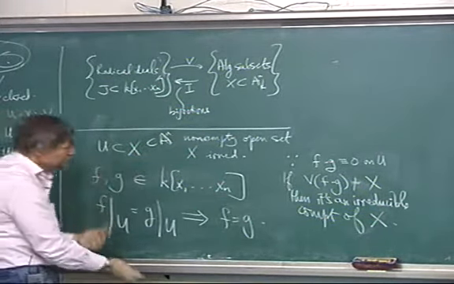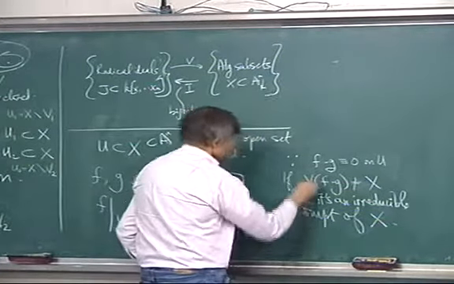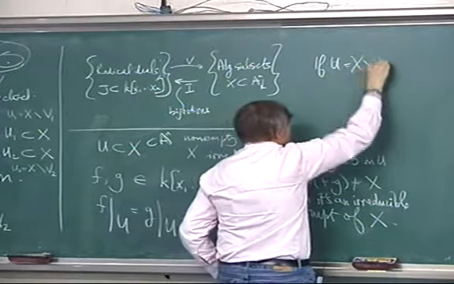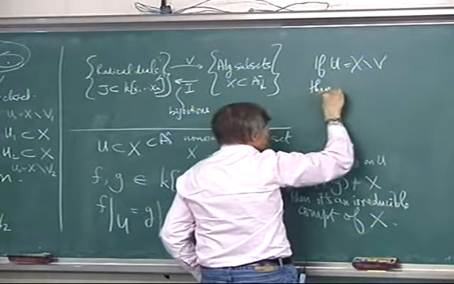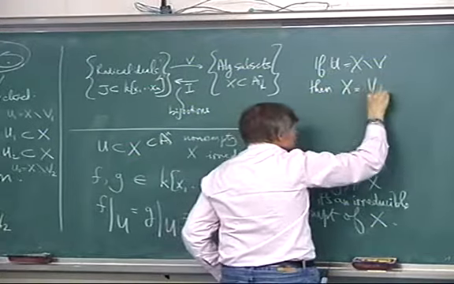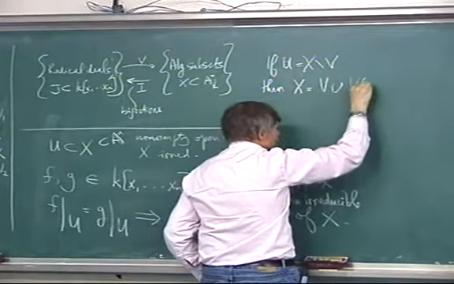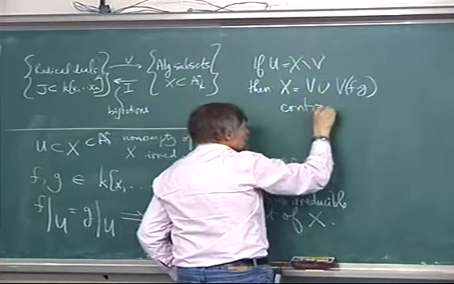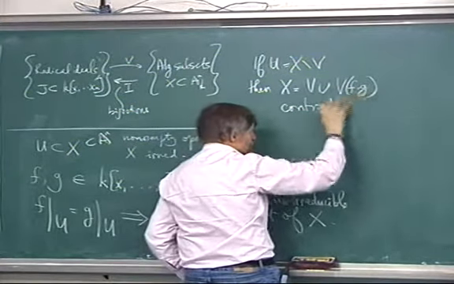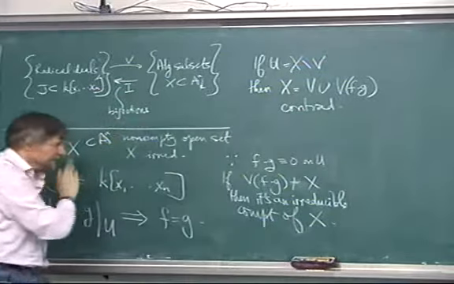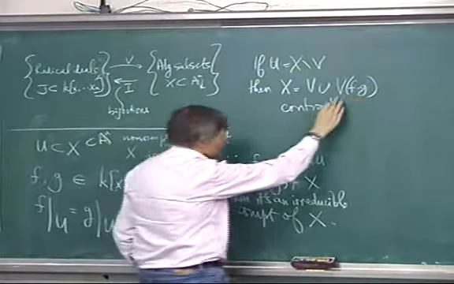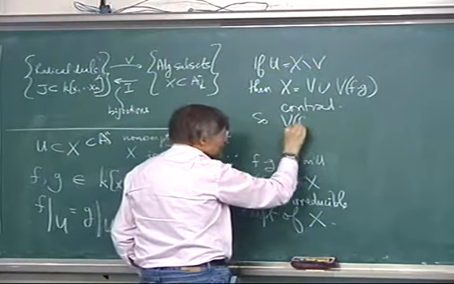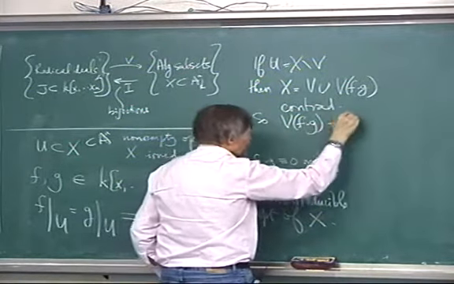So if U is X minus V, then X is V union the variety of f minus g. This is a contradiction, if the variety of f minus g is not the whole of X. So V of f minus g is the whole of X.